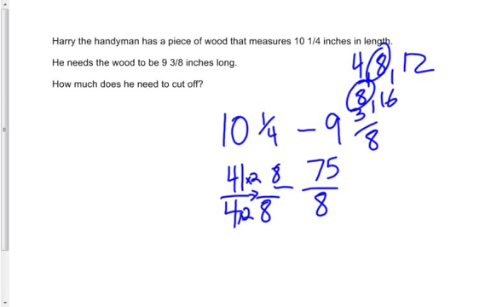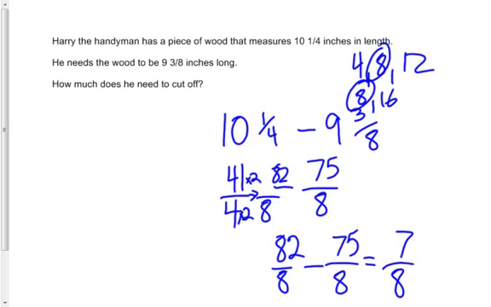And we get 82 eighths. Now that looks messy, so I'm going to rewrite it. 82 eighths take away 75 eighths, and we're going to be left with 7 eighths. So we need Harry the handyman to cut 7/8 of an inch off of this piece of wood.